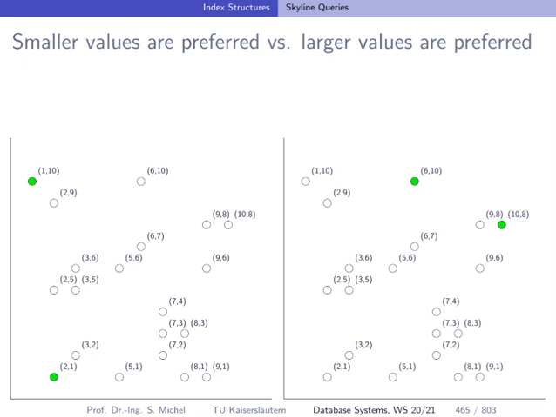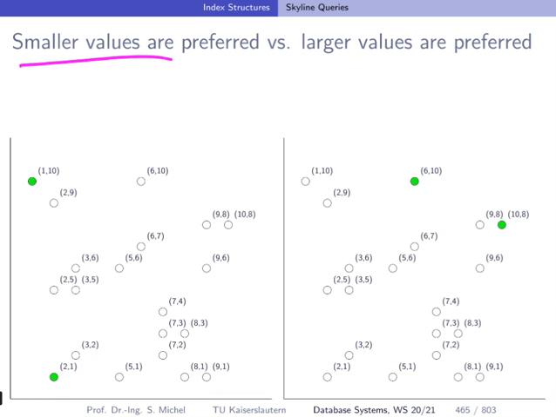On the left side, you see for some sample points the situation where small values are preferred. So then the skyline consists of these 2 points. And you see, for instance, this point here is dominated by that one. Of course, they have the same value for the second dimension, which is 1, which is fine. But here, of course, the 2 is strictly smaller than the 9. So we can eliminate this one from our skyline set.